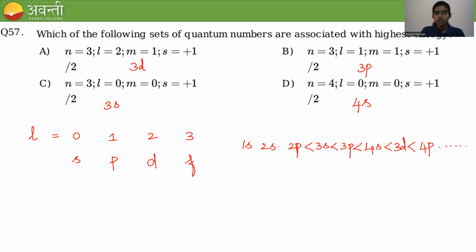So here they are asking the orbital and the quantum numbers which are associated with highest energy. So try to place these orbitals here. So 3D is here. And in option B, we are having 3P, 3P is here, 3S is here, and 4S is here. So it is clear that 3D orbital is in the highest energy part. So option A is the correct answer for this question. Got it? Okay, then we'll go for the next question.